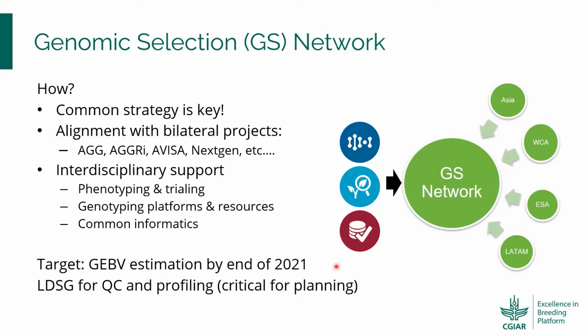So in 2021, many CGI programs or crop programs will start estimating GEBVs by end of 2021. This is actually a rather ambitious goal, and LDSG is certainly playing a very important role in the preparation and to support us in assessing the feasibility of large-scale rollout.